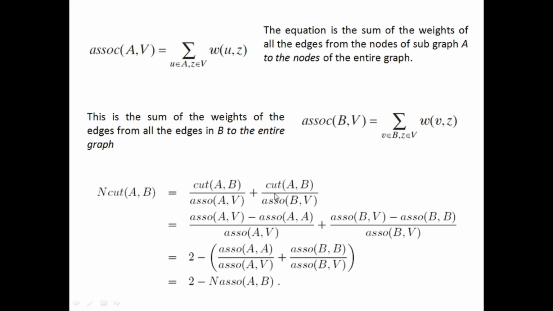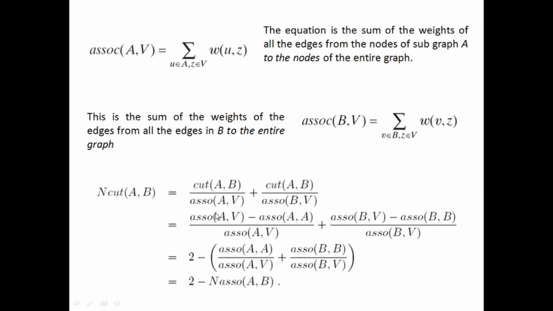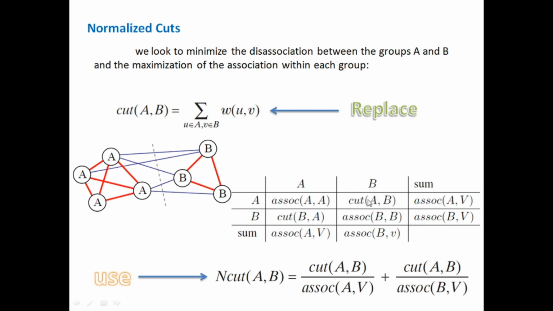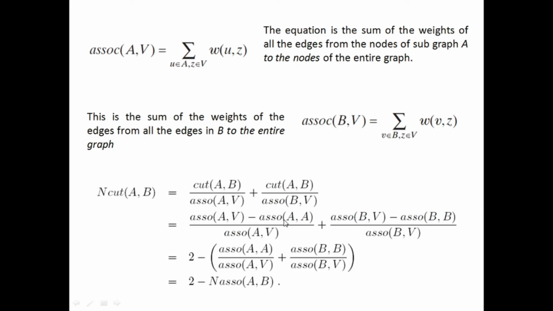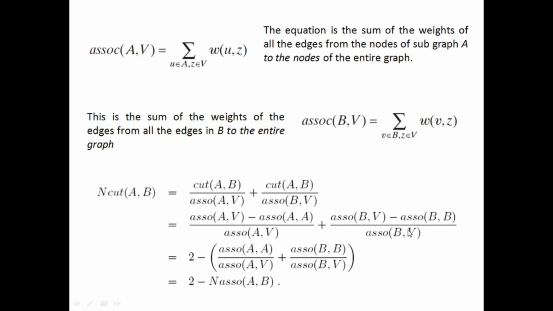So as you have seen, n cut of A comma B equals, in the previous equation, cut of A comma B by association of A comma A plus cut of A comma B by association of B comma B. So I can write cut of A comma B as association of A comma V minus association of A comma A. I have written that. So just substitute these relations in this equation. Finally, I am going to get 2 minus n association of A comma B.